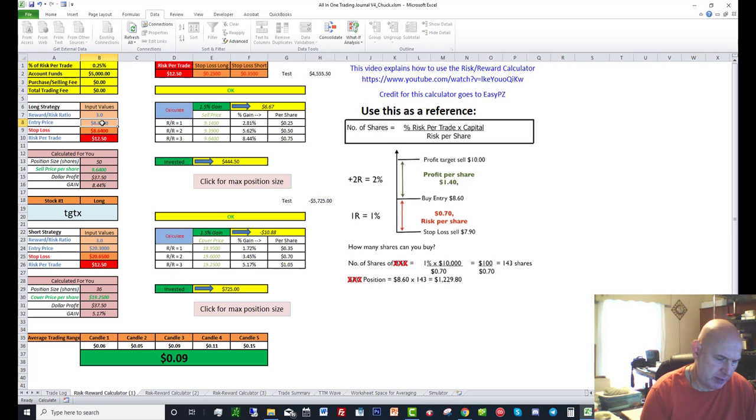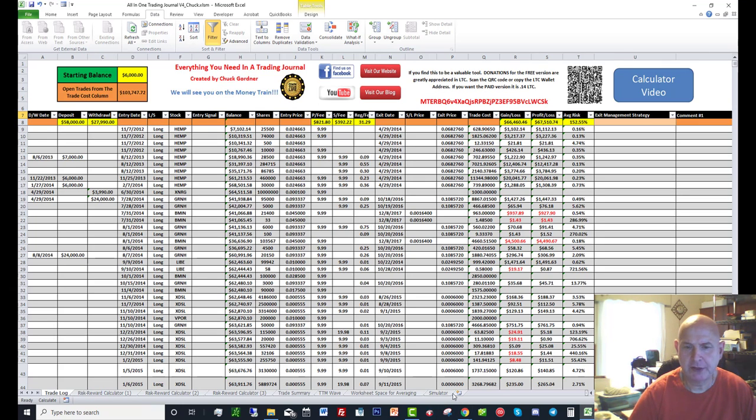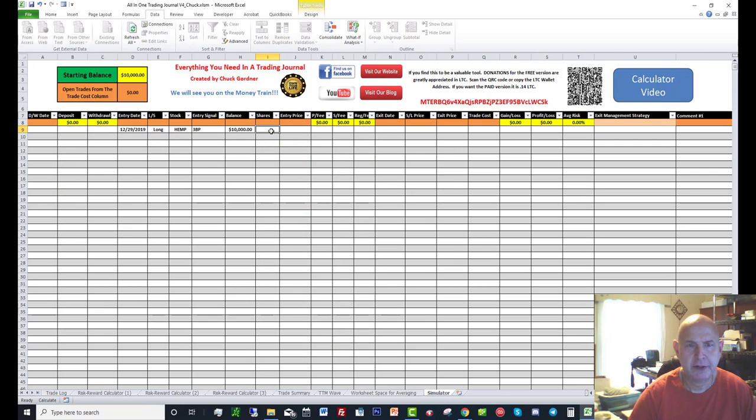determining how much you set the trade up for. In this case, my entry price was $8.89 and my stop loss price was $8.64, so that was a stop loss of 25 cents. So I'm going to go down again to my trade log and put $8.89 as my entry price. Actually, I'm going to my simulator calculator.